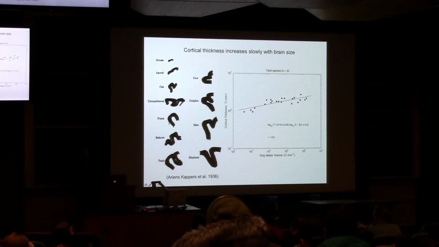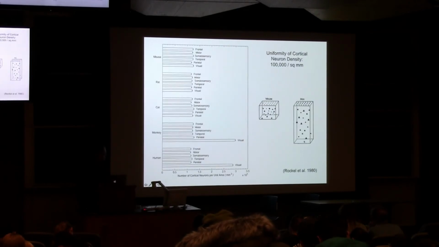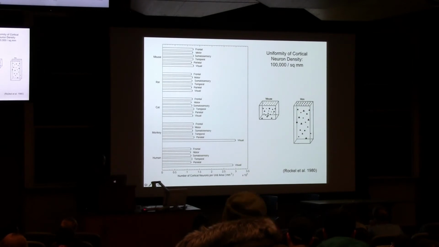So this is the cortex of different animals. The bigger animals have a thicker cortex; it gets thicker when the brain gets bigger, as shown here. But there is a uniform relationship. Compare a human against a mouse: the cortex gets thicker, but look at the total number of cells under a uniform area of a cortical column.